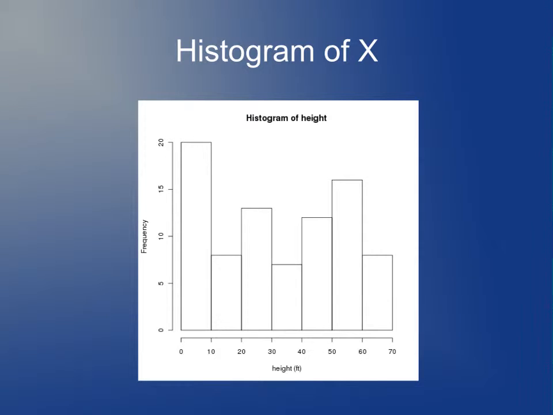As you can see, the distribution is clearly non-normal. There looks like these trees were selected from several different groves, so there's several different peaks in the distribution. We certainly don't see the nice bell-shaped distribution that you would expect from normally distributed data.